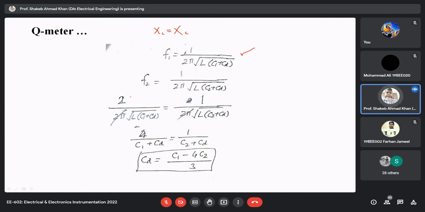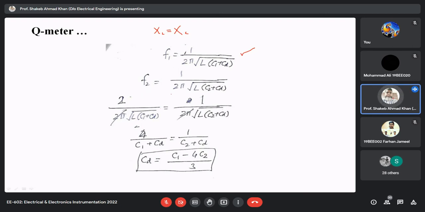So this will be your formula for the resonance frequency. In the first case, the C1 and F1 are there, and in the second case, F2 will be equal to 1 upon 2 pi root of L times C2 plus CD. Your distribution capacitance will remain the same, because we are not changing the coil, we are not changing anything. And F2 is equal to twice of F1.